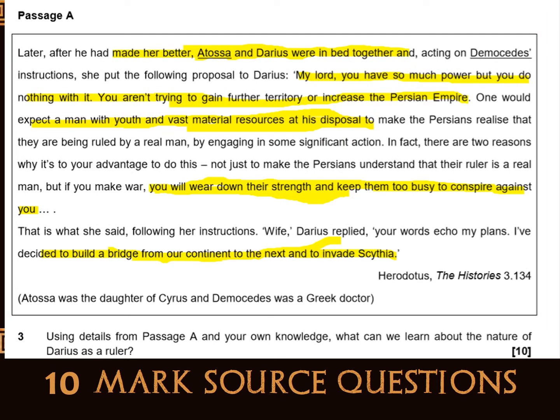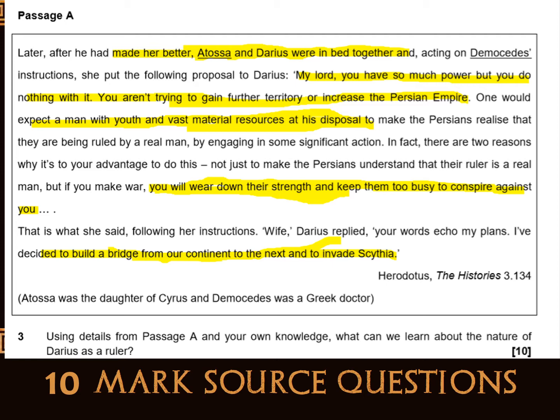And now if we look in a little more detail at what the question is and what it's asking you to do, and again, apologies for the terrible highlighting. I hate highlighting on a computer, it's just not for me. So the question is, ultimately, what can we learn about the nature of Darius as a ruler? There are plenty of things in here that you can use.